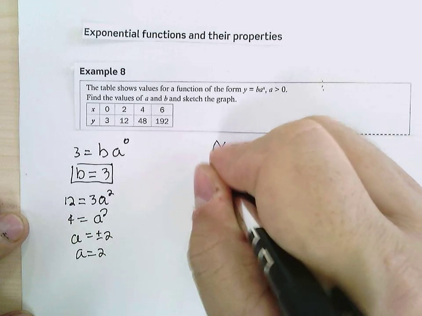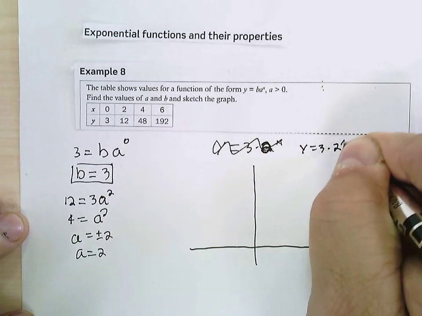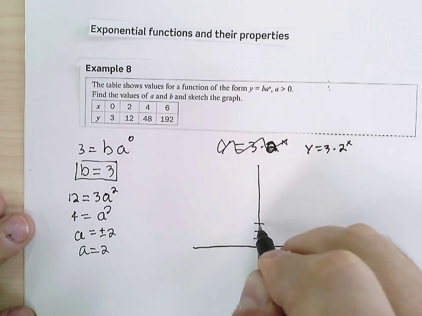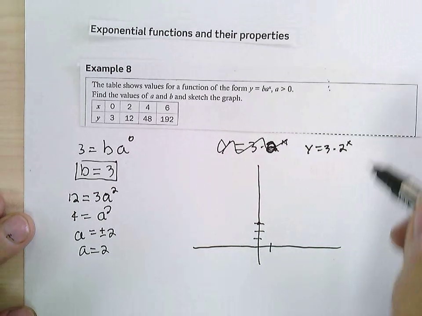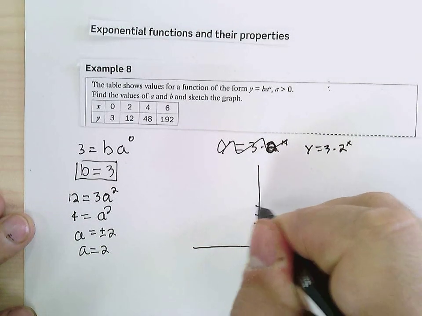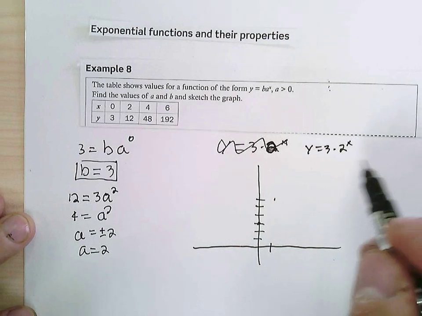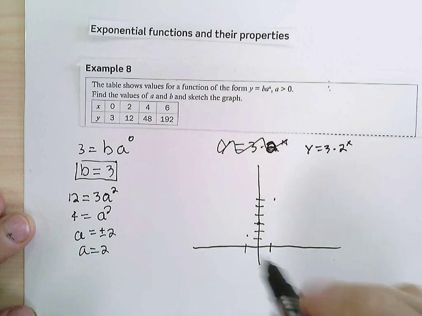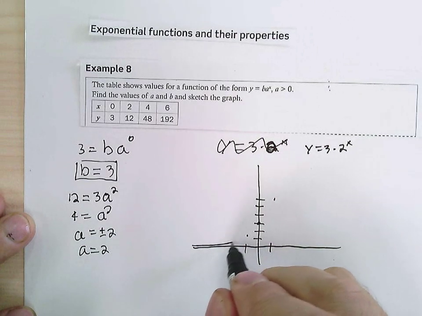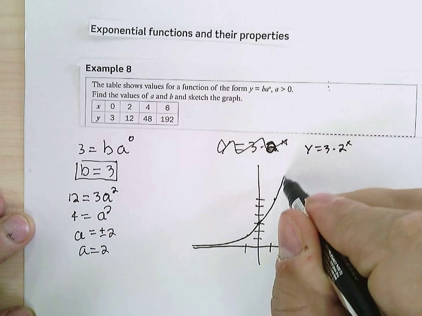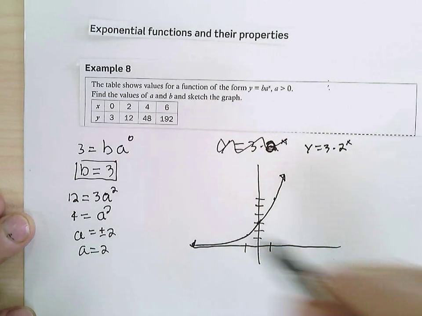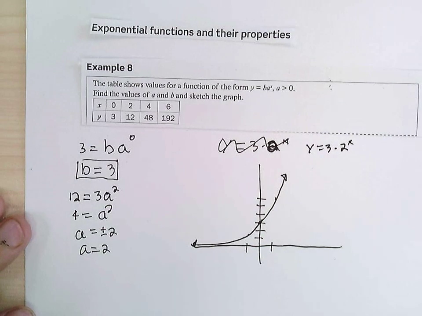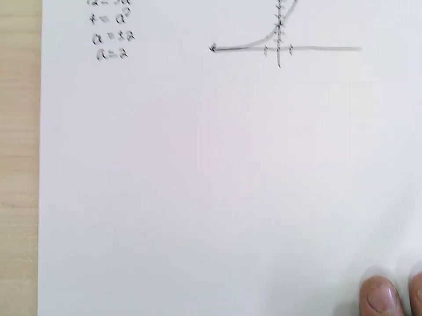Y is equal to 3 times 2 to the x power. When x is equal to 0, this is going to be equal to 3. When it's equal to 1, it's going to be equal to 6. And when it's equal to a negative 1, it's going to be 3/2, so 1.5, right about there, and so on. So you can see it's going to look something like this. It'll never touch this axis, but it'll get really close to it, and it goes like this towards infinity. Sound good? All right, let's look at another example.